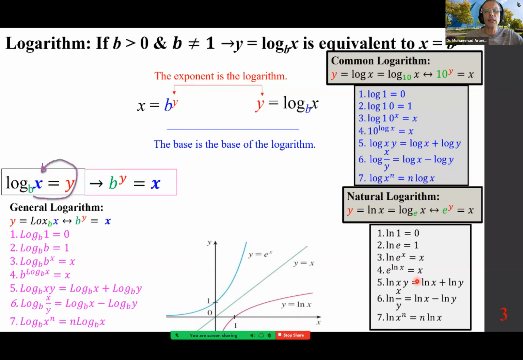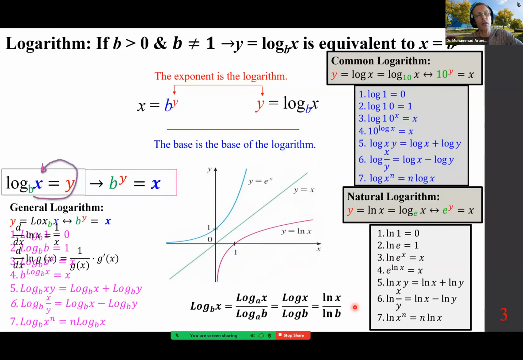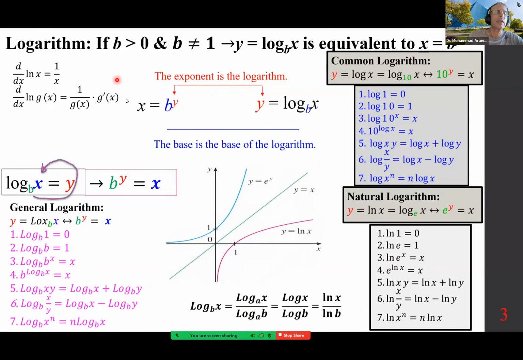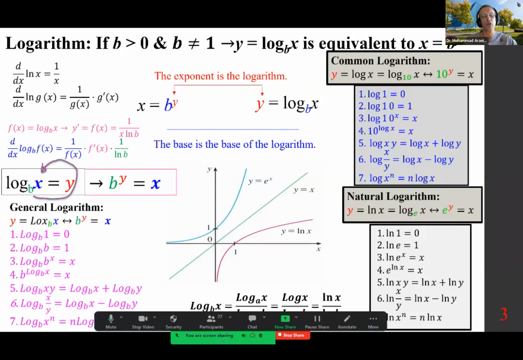This graph represents y equals e to the power of x and y equals ln x, and they are inverse functions, therefore symmetric with respect to the line y equals x. Here's the change of base formula. So for the logs, ln x, we know how to differentiate it. We just flip it over. In this case, flip it over times g prime of x. When the base is something else, we need this by the chain rule, 1 over ln b. So this is the synopsis of what we need to move on.